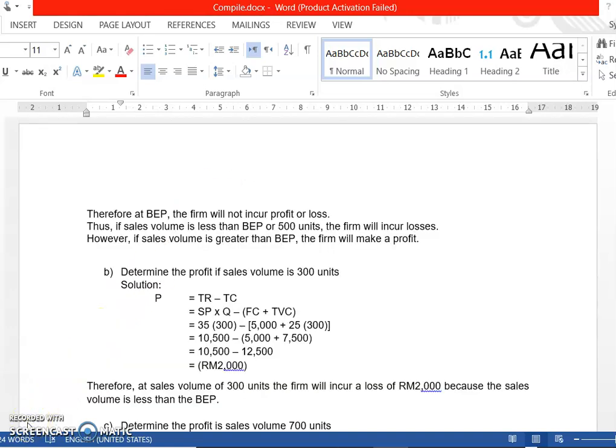What we can say here is that at the BEP, if the sales volume is less than 500, the firm will incur losses. And if it is greater than the BEP, greater than 500 units, then the company will make profits.